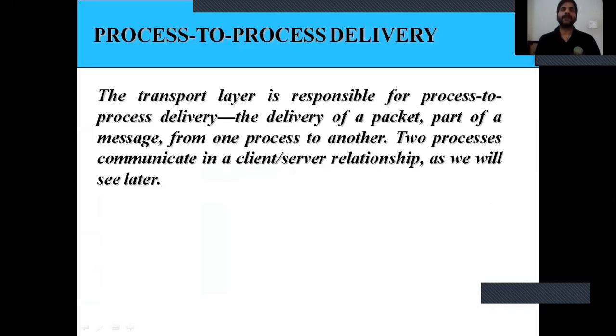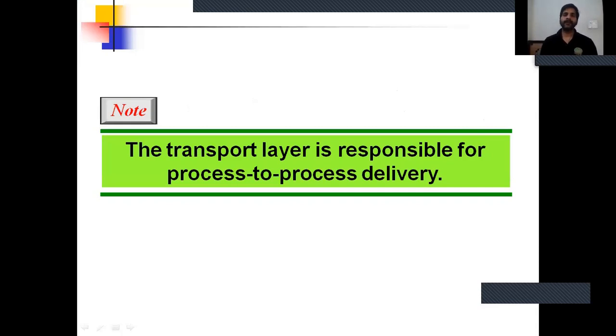First, we explain the main function of the transport layer. The main function is process to process delivery. This means the transport layer is responsible for the delivery of a packet, part of a message, from one process to another. Two processes communicate in a client-server relationship, as we will see later. To summarize, the main function of the transport layer is process to process delivery.